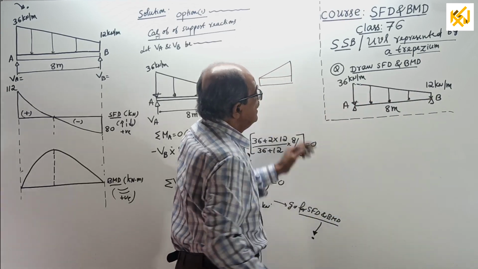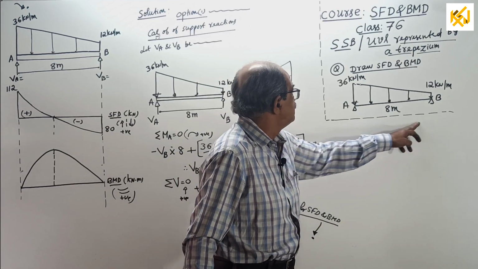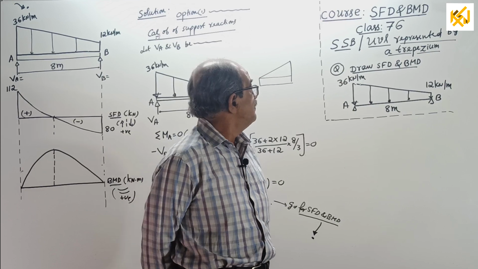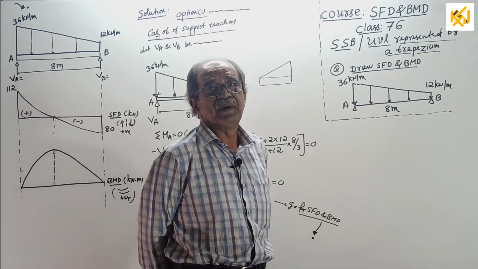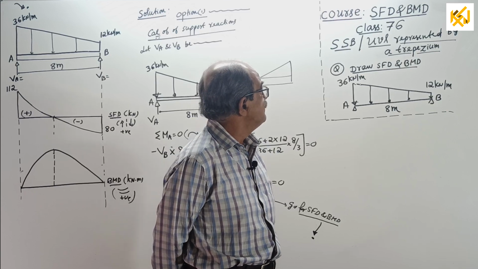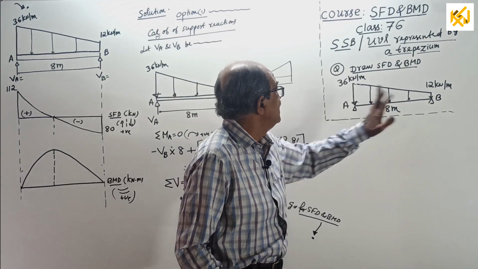Here is the question. Those who want the question in words, write it. A simply supported beam of span 8 meter is loaded by a UVL which has a maximum intensity of 36 kN per meter at the left end, which linearly reduces to 12 kN per meter at the right end. Draw SFD and BMD.